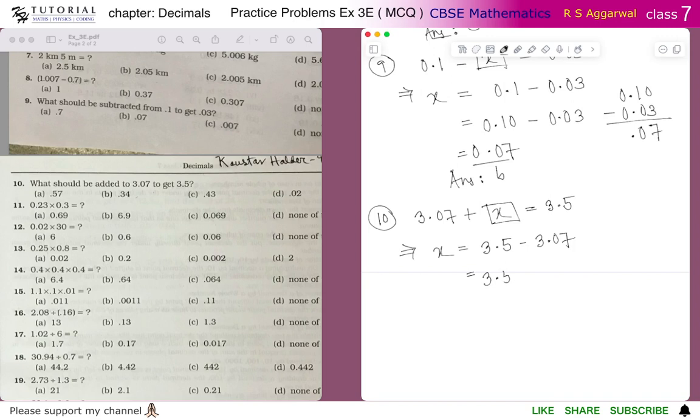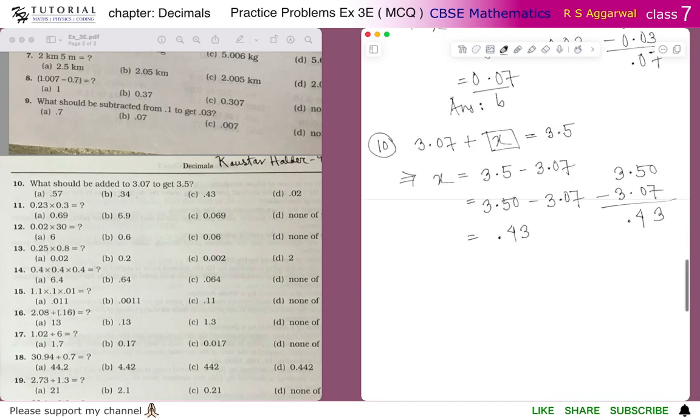Now we have to do the subtraction, and we have to first convert them to like decimals, and this becomes 3.50 minus 3.07. Now we do the subtraction by first writing the larger decimal number, and below it in the same column form we write the smaller decimal number, and then we do the subtraction just like whole numbers, and this becomes 43, and we have to put the decimal point, 2 digits from the right, that will be 0.43. So x becomes 0.43.